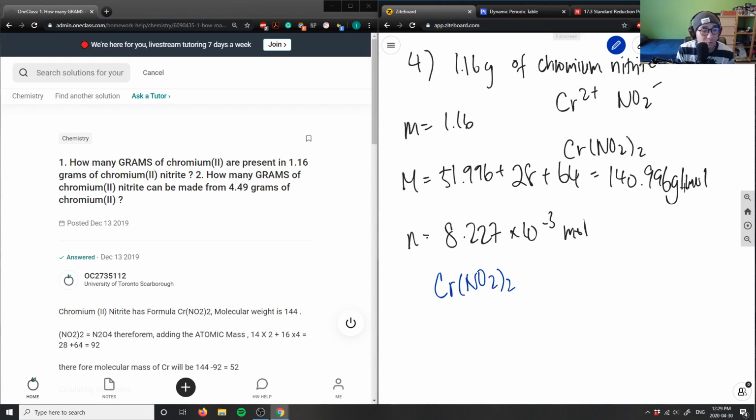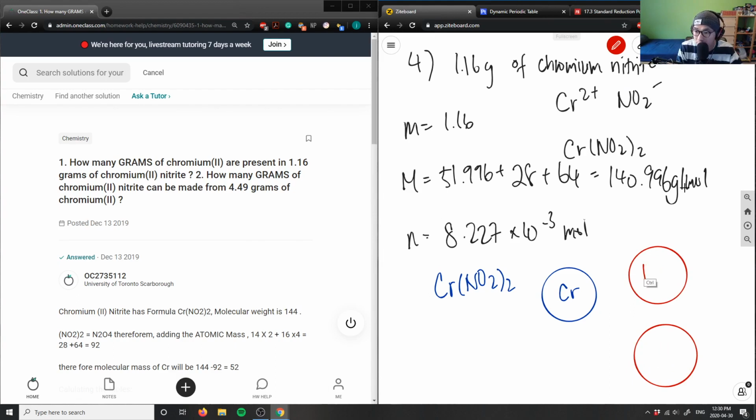and 2, right? So if you break this up into your atoms here, you can visualize this as you have 1 chromium. Let me use a circle too here. So you have 1 chromium atom, and you also have 2 nitrites, right? You have 2 nitrites here. So you also have NO2, and you have NO2. So these are the components of your Cr(NO2)2, right? So you have chromium and you have 2 nitrite polyatomic ions, right?